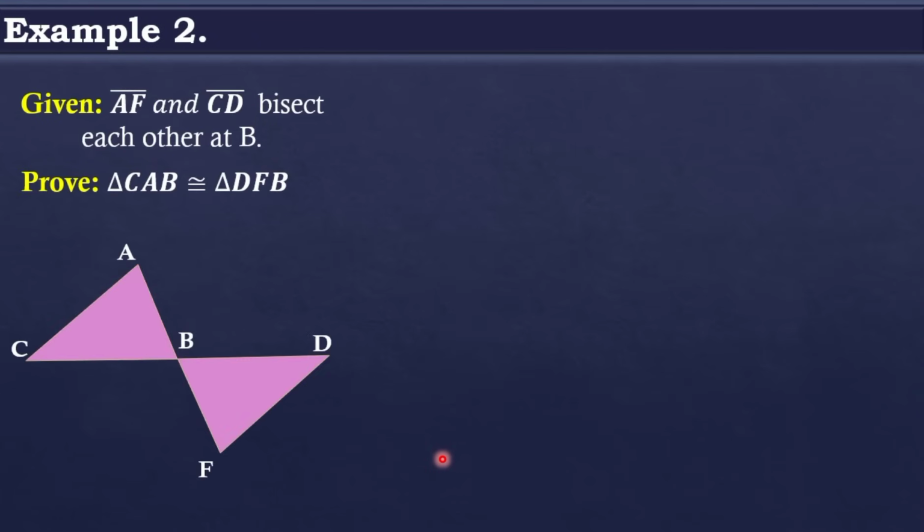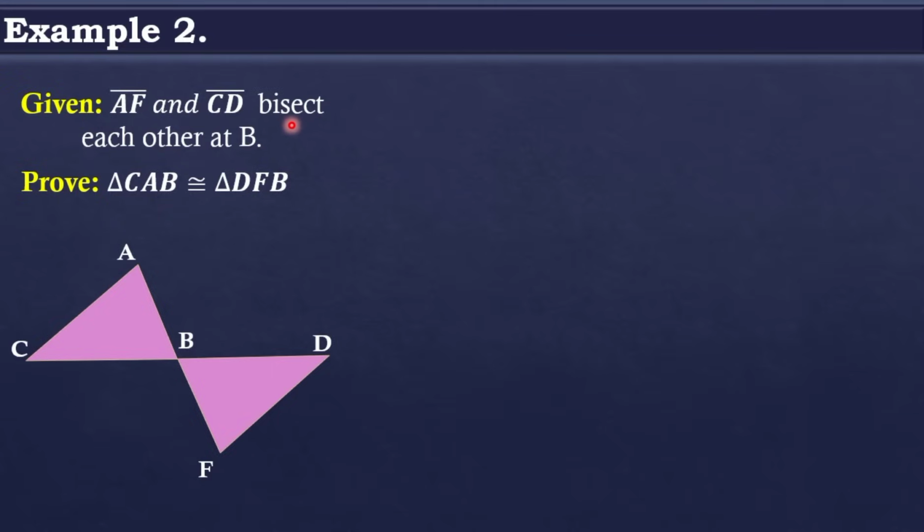Let's have example number 2. So, I have here AF and CD bisect each other at B. So, pag nababasa natin to, dun pa lang sa given, i-dissect na natin siya. Pag sinabing dissect, i-analyze na natin siya. Okay? So, dito pa lang sa given natin, merong ginamit na word na bisect.